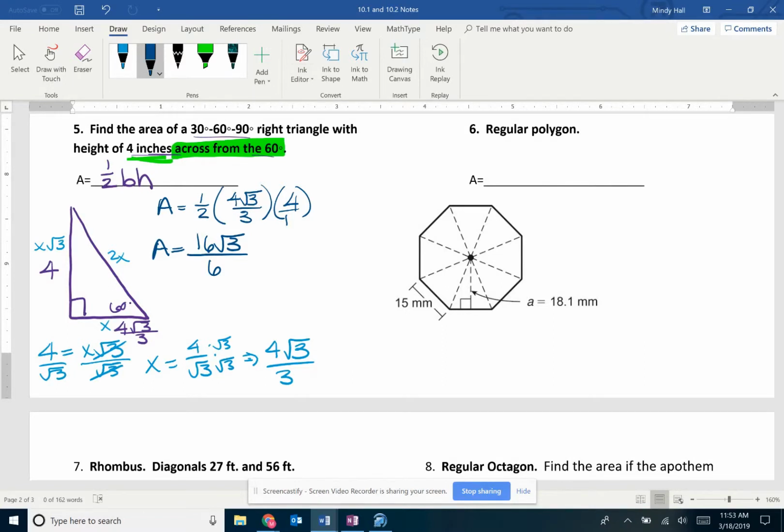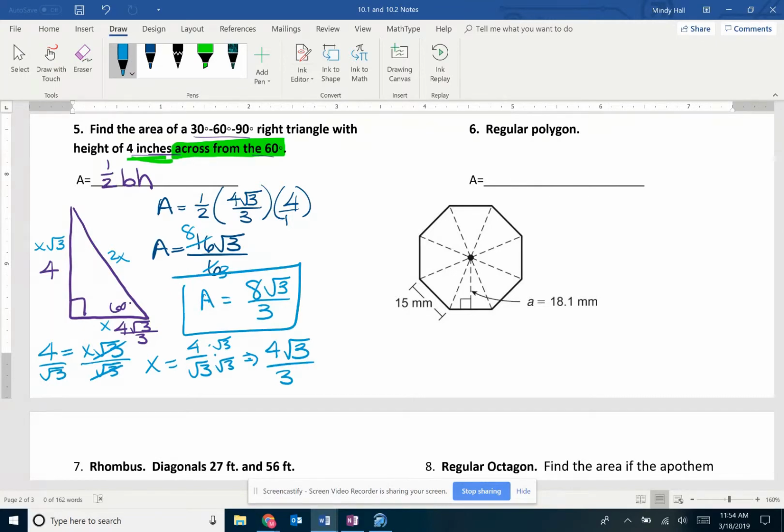And looking at this, we can simplify a little bit. Even though we can't completely get rid of the denominator, we can divide them both by 2. So this would be 8 over 3. So then my area is going to be 8 square root of 3 over 3.